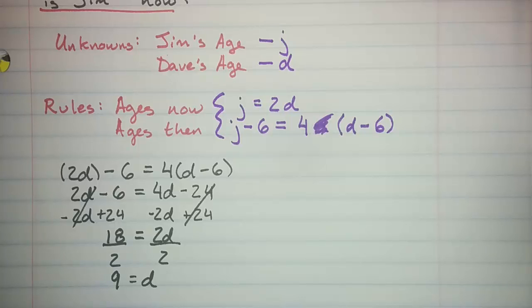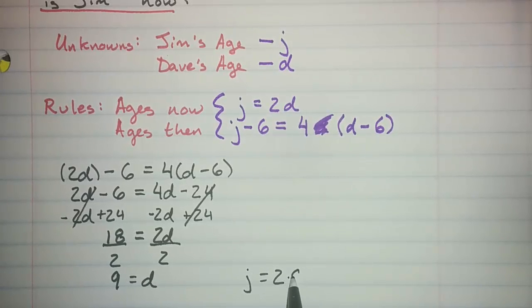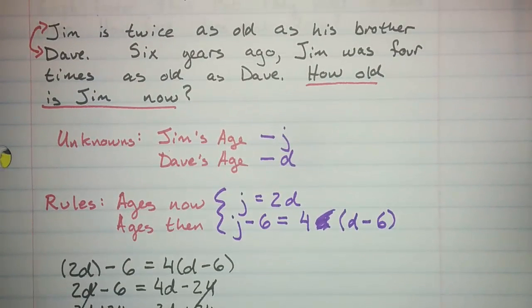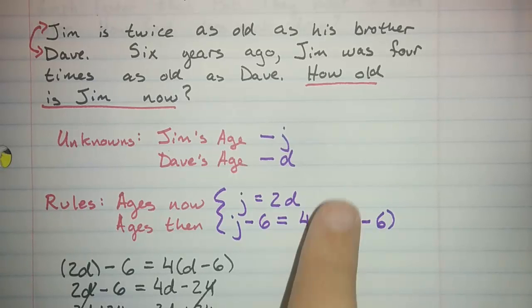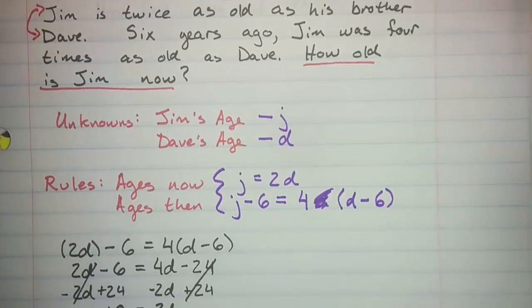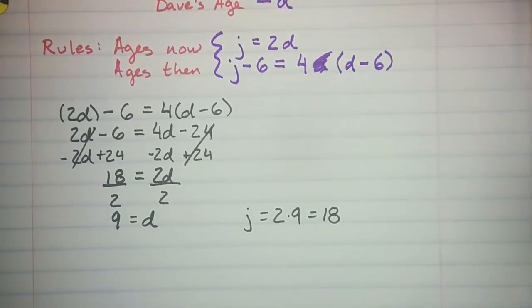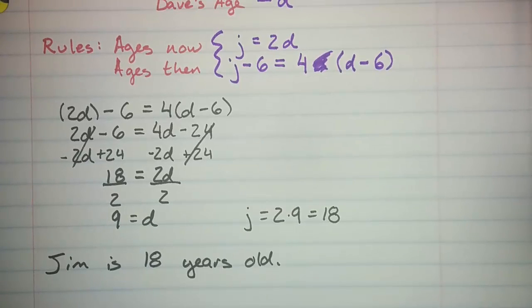Okay, am I done? No. I still need to find J. And I'm going to use this first equation to find J. J is 2 times 9 is 18. All right. Now it's time to answer the question. How old is Jim now? Well, Jim's age, that was J. J is 18. So my answer is Jim is 18 years old.